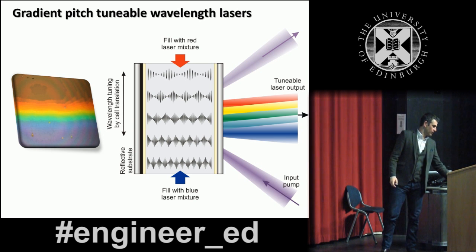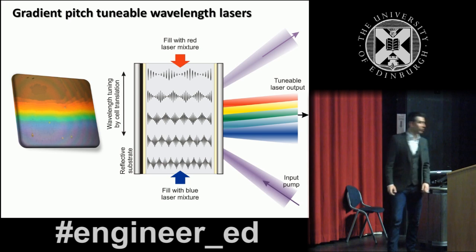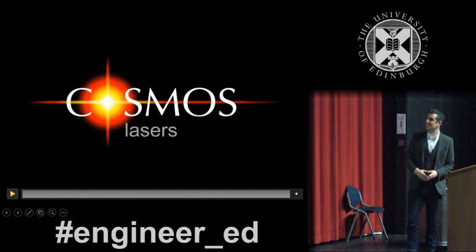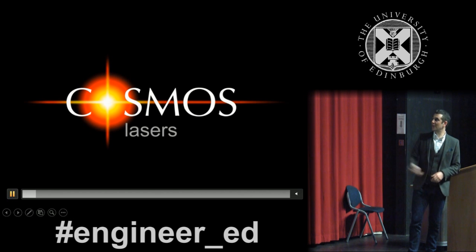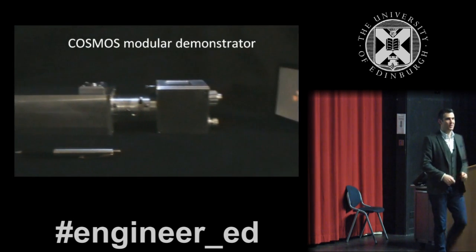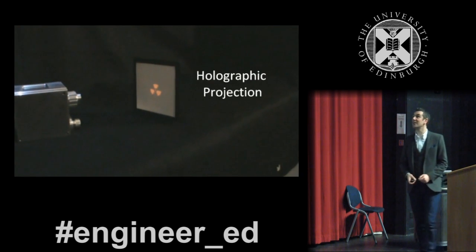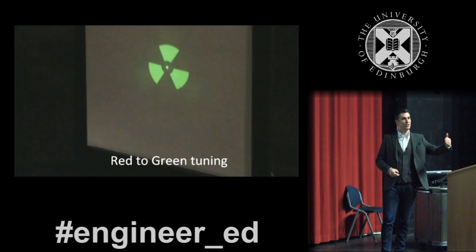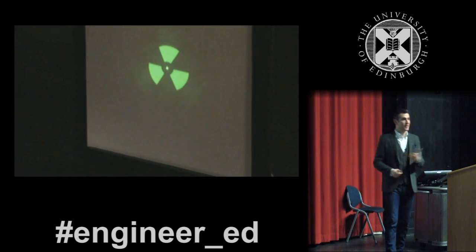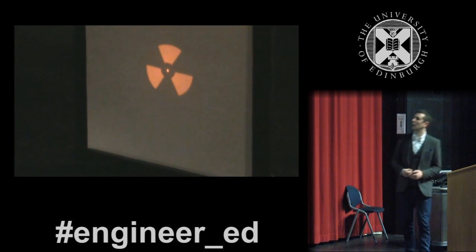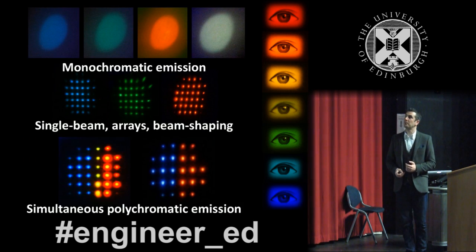So here's a little video of a demonstrator system that we did just to prove I'm not just pulling your leg here. This is a demonstrator system we built. It's got a gradient pitch laser in there. We put a little hologram on the end, so it's projecting a little radiation symbol. It's not significant. There's nothing radioactive here. It's projecting a red laser light, and then we translate that gradient pitch across the pump beam. We tune, in this case, from red through to green. And it passes through all the intermediate colours, all the oranges and yellows in between as well.